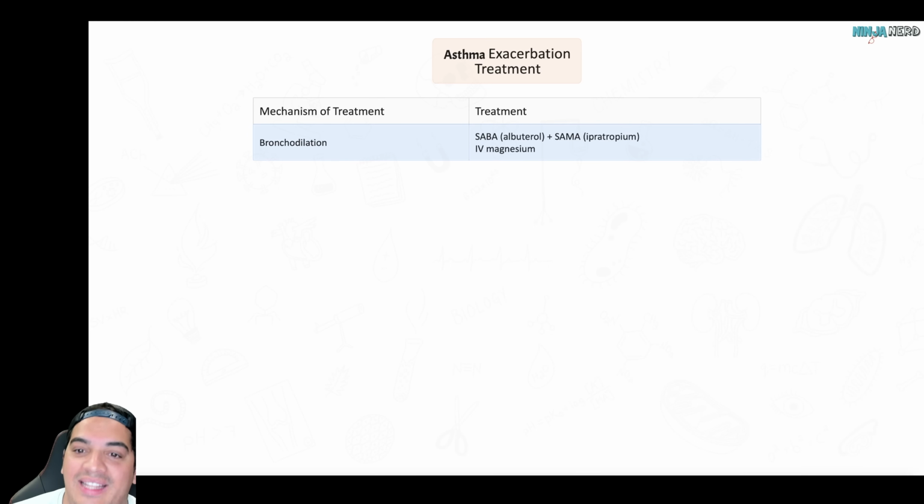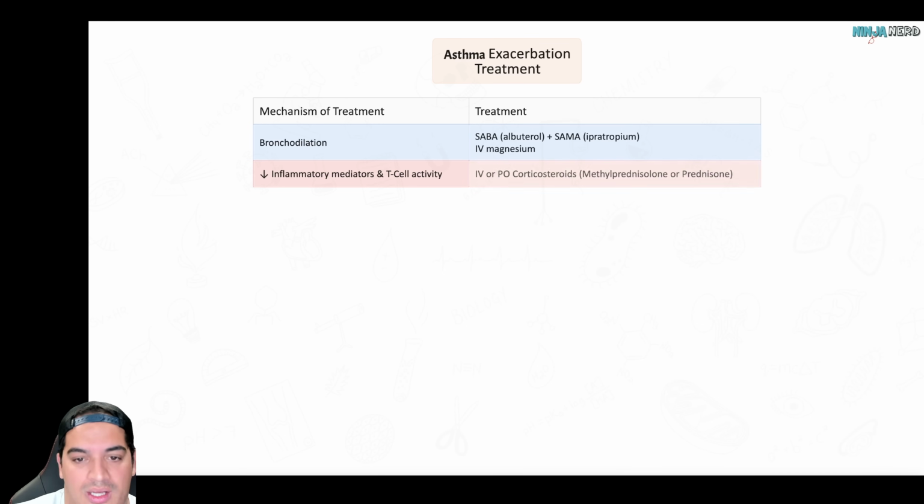Then IV magnesium has also been shown to be potentially beneficial because it also may cause smooth muscle relaxation. So you're getting a lot of bronchodilation with these drugs. So you're going to hit them with a duoneb and give them IV magnesium. After you've done that, the next thing is to reduce inflammation. Inhaled corticosteroids are not going to be enough. You have to give them systemic steroids. So PO, if they can tolerate it, if they're really working hard to breathe, you might have to do IV. So that would be the next thing.